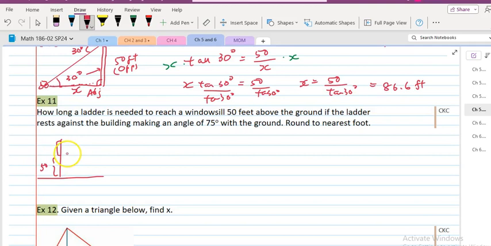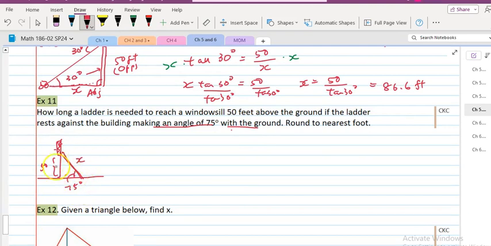If the ladder leans against the building with an angle of 75 degrees, so they want to reach this window. So the ladder must reach 50 feet, but it makes an angle of 75 with the ground. So draw the ladder here. They want to reach this window, and with the ground it is 75 degrees. So how long a ladder is needed? So let's say X is the ladder.